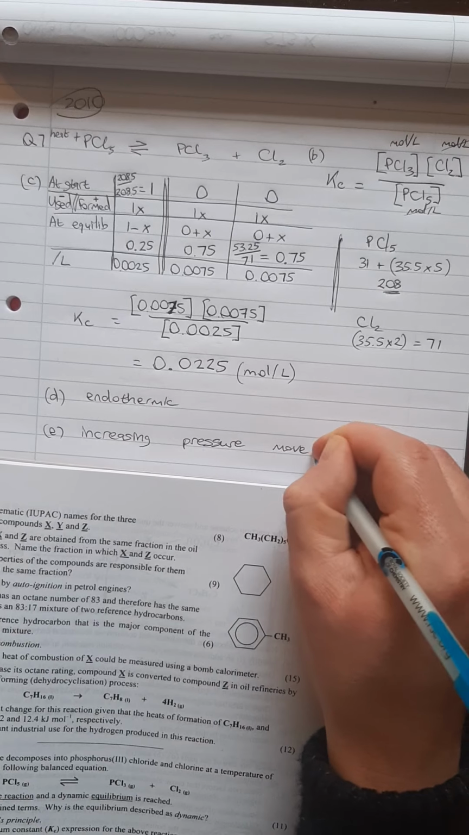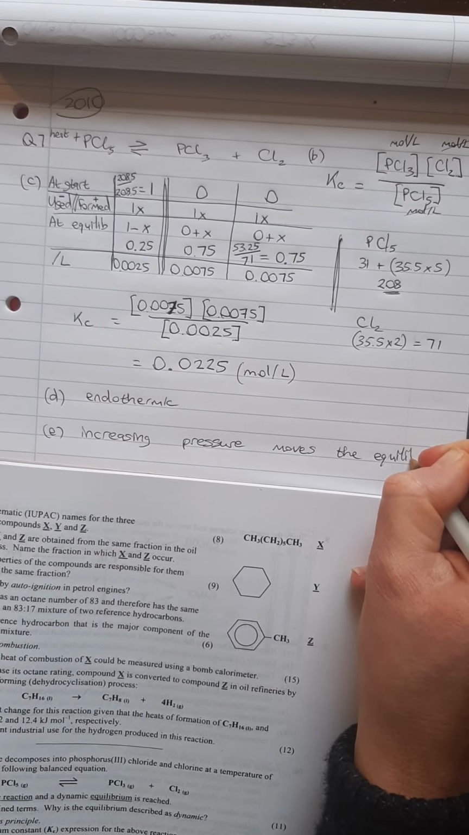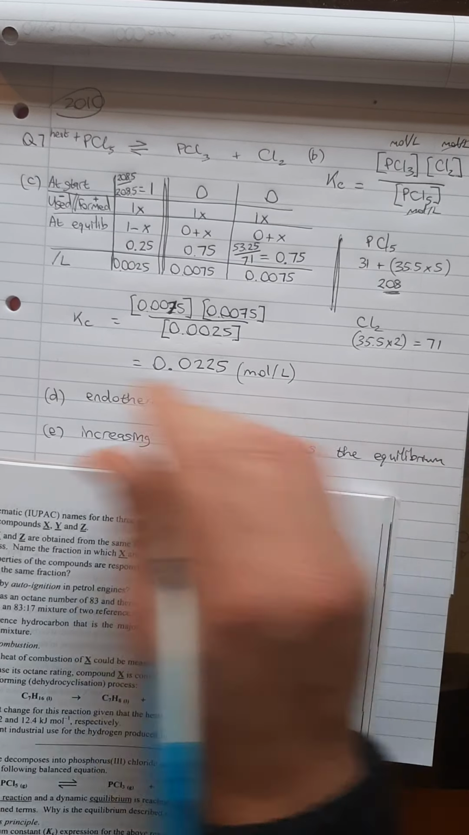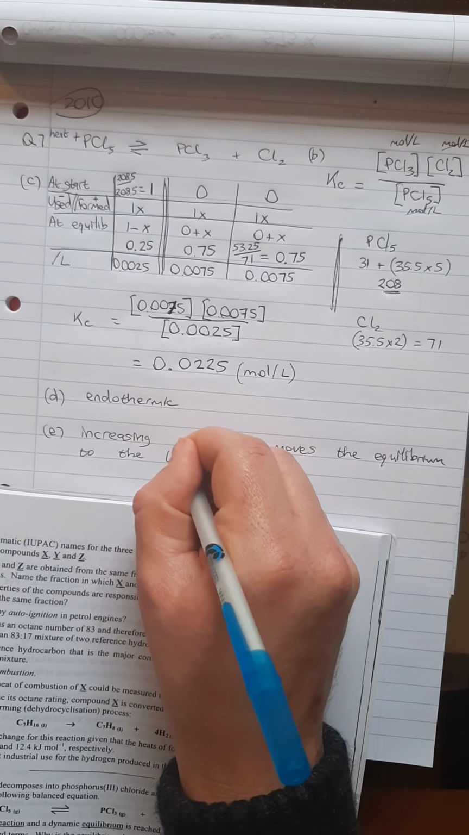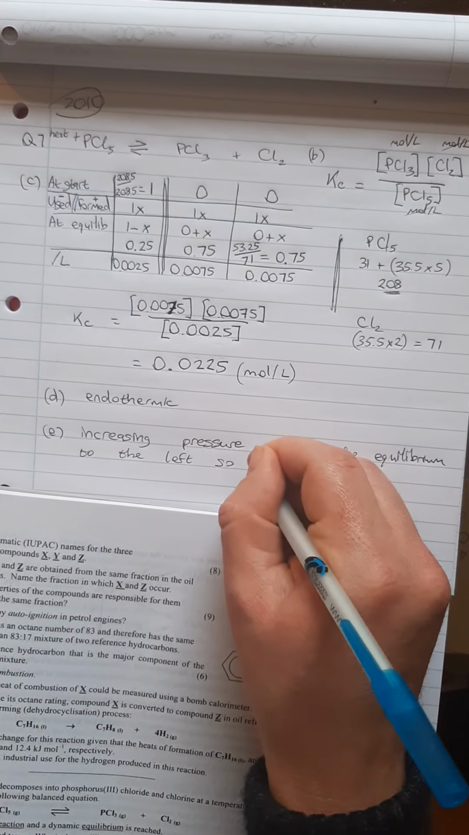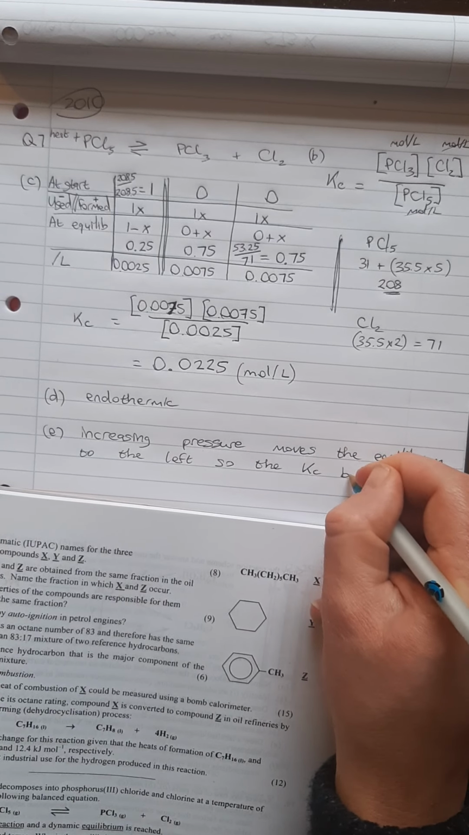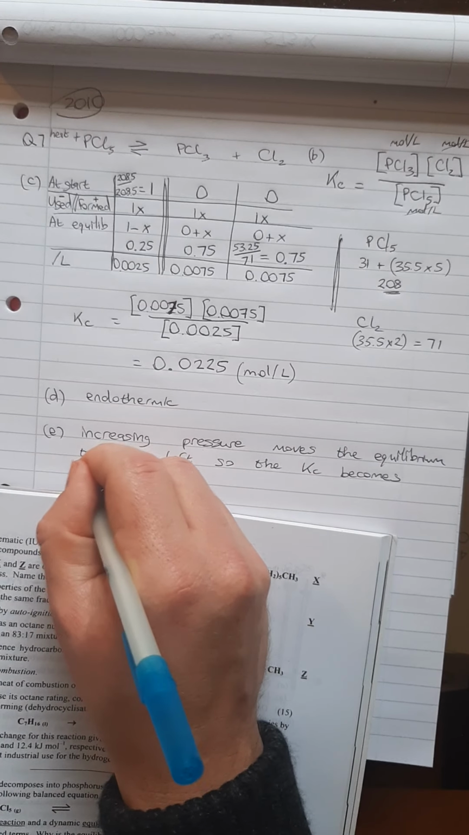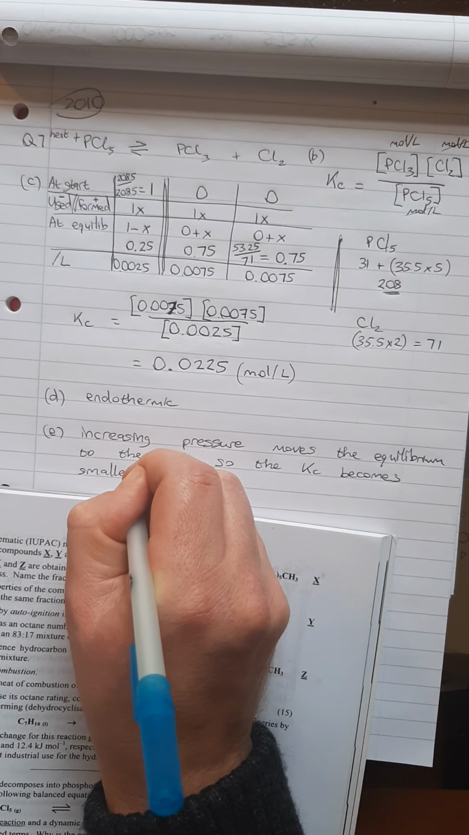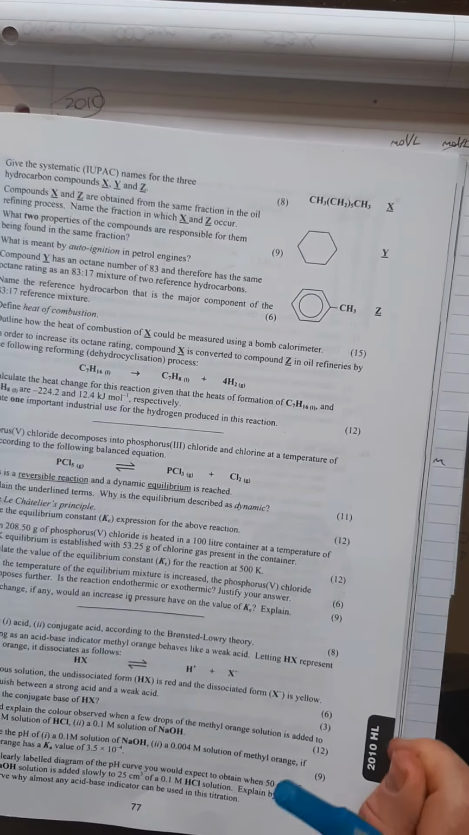Increasing pressure moves the equilibrium to the left, so the Kc becomes smaller. And that is the 2010 higher level question in its entirety.